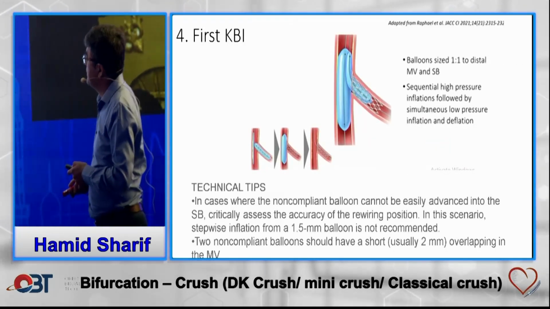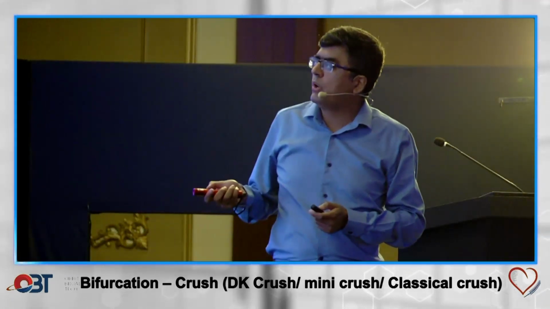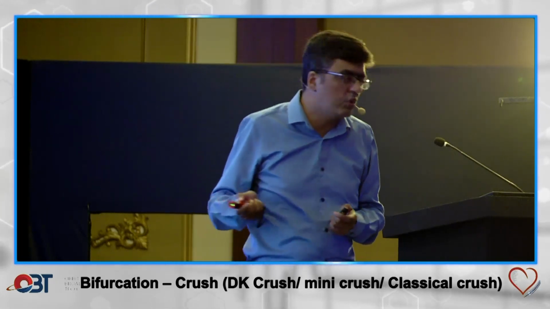Now we come to the kissing. How we size the balloon when it comes to the first KBI. So balloon size 1:1 to distal main vessel. Now we can take the non-compliant balloons.